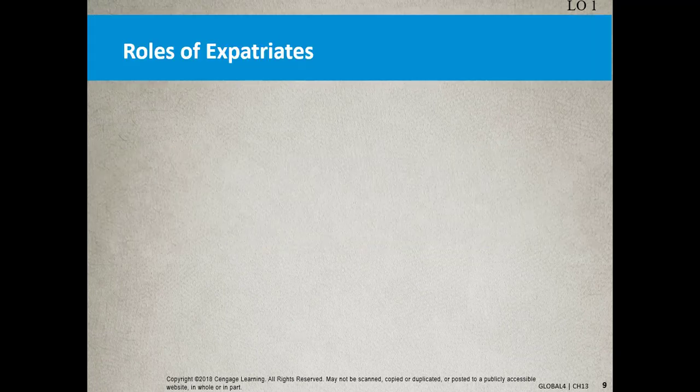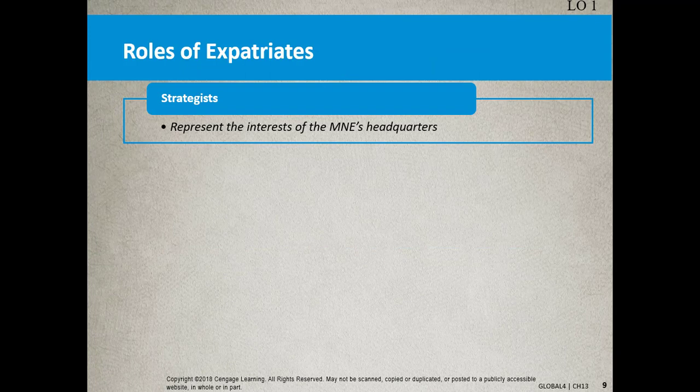What are the roles of expats? Okay, so expats have several roles. Number one is strategy. They're strategists. They represent the interest of the multinational's headquarters. That's number one. And so, the point of this for-profit company is obviously just that. And so this group of people, these expats, have to ensure that maybe strategically and then even tactically, they're able to align to the objective of the company, namely its overarching strategic plan.